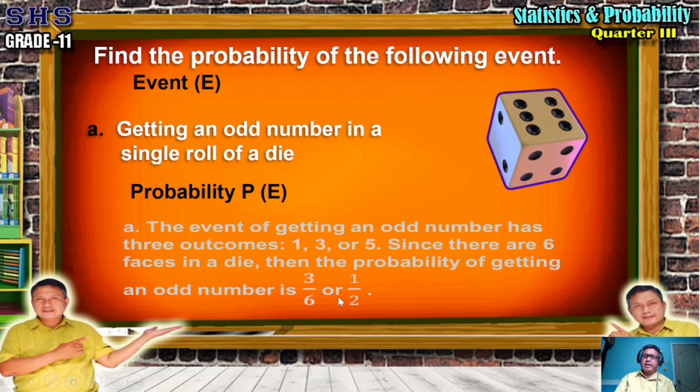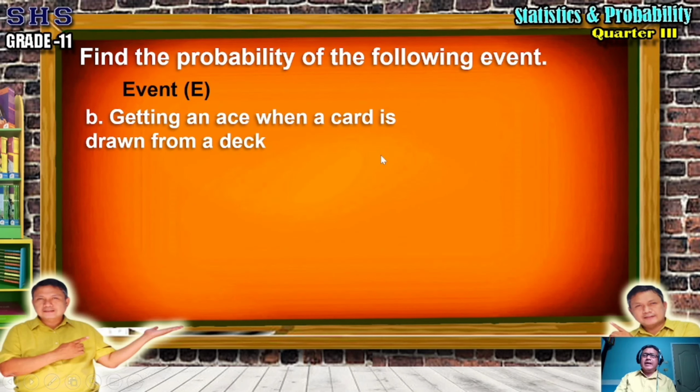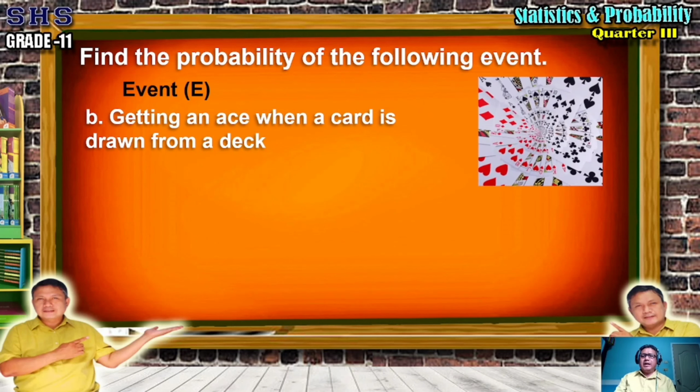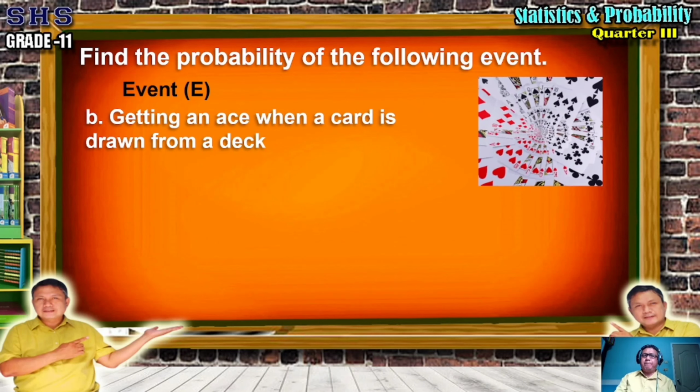Next, second event. For the second event, getting an ace when a card is drawn from a deck. Now, alam natin na meron tayong 4 na ace sa deck of cards.